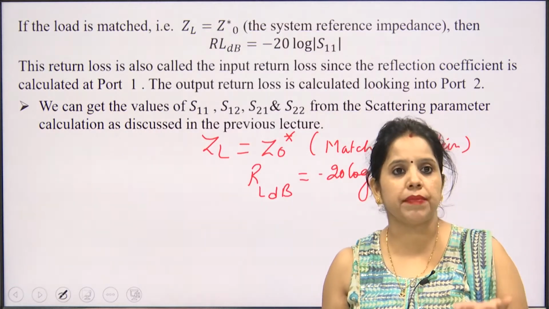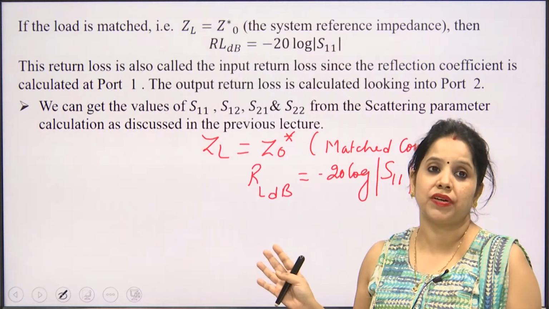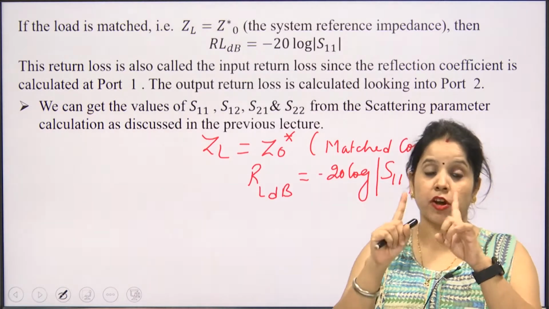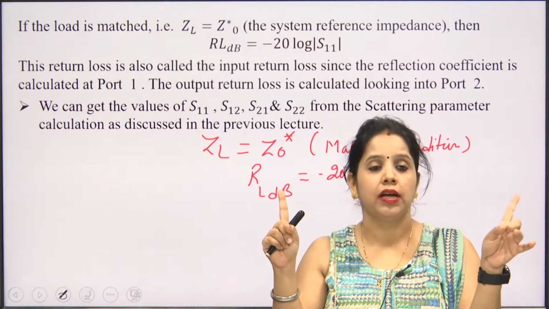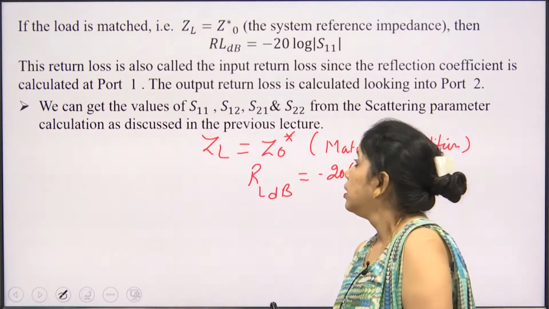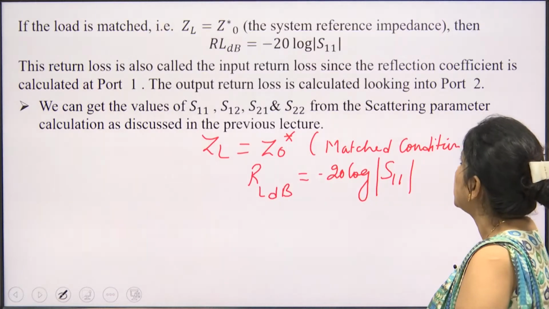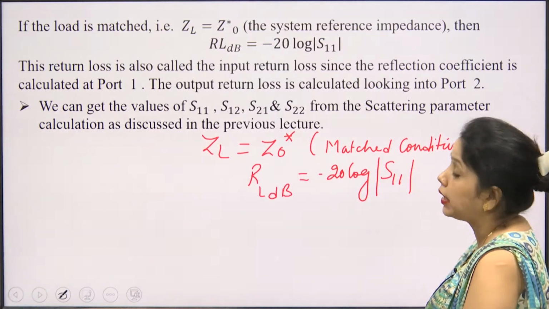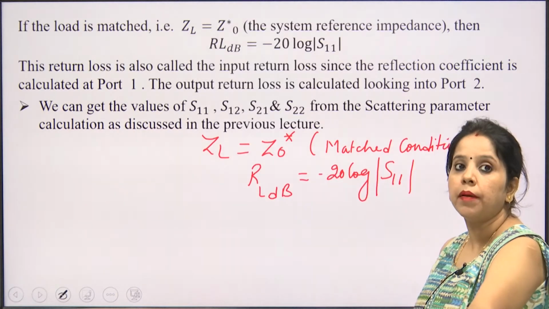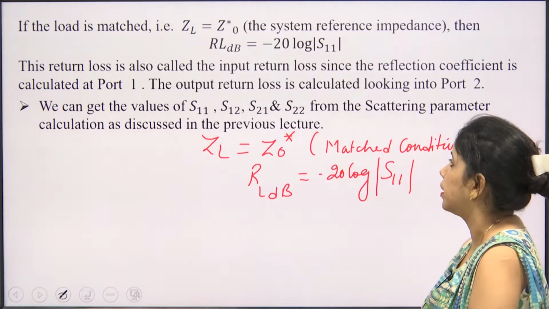If you are not providing the matched condition of the system, then it is not possible that S11 is our return loss. For an unmatched condition, we have to go to the complete expanded expression of the return loss. Return loss is also called the input return loss, and the reflection coefficient is calculated at port 1, because we calculate how much power is received back by port 1. That is why it is called the input return loss.